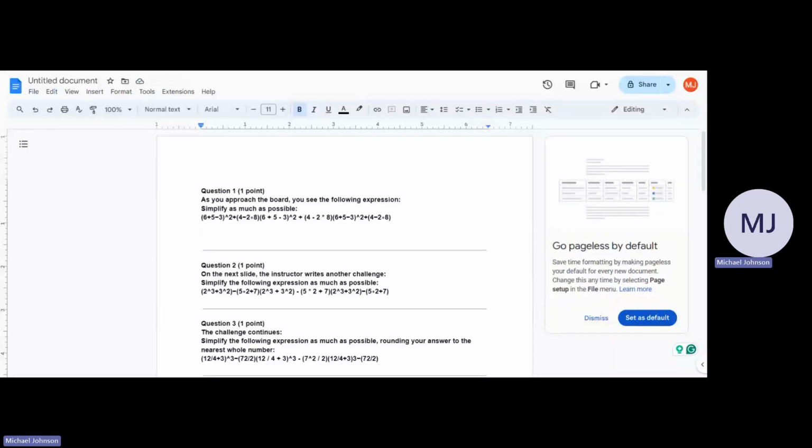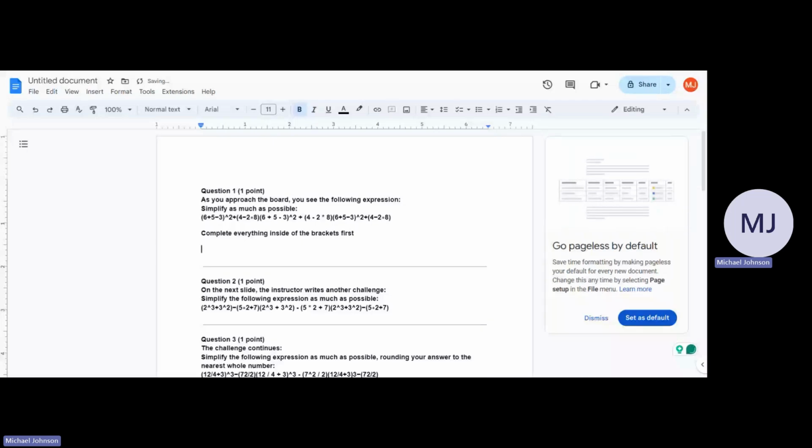Start by doing everything inside the brackets first. So complete everything inside of the brackets first. So do this first: 6 plus 5 minus 3, that would be 8 here. So you put that all together, and then you get 8. Then squared here, and then let's just continue with this.